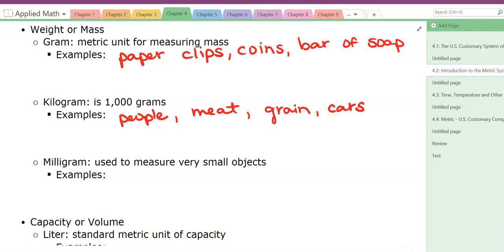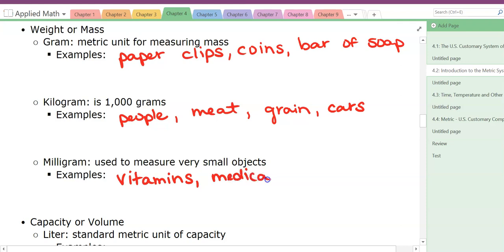Milligrams would be tiny amounts. So you see that a lot used in measurements when you're talking about vitamins, medications. If you've ever looked at a bottle of ibuprofen or Tylenol or something, it's all measured in milligrams, like 500 milligrams. So that would be an example of how much that weighs or how much that is worth for your body to be taking in.